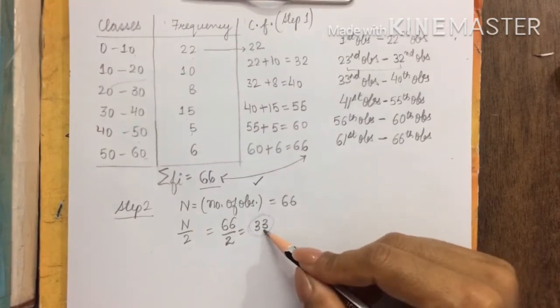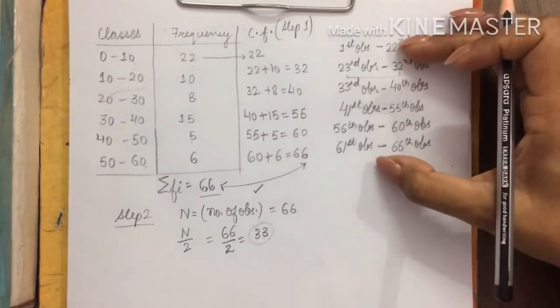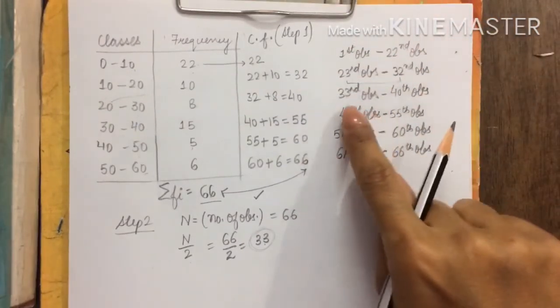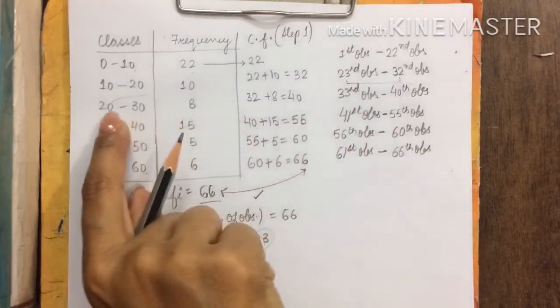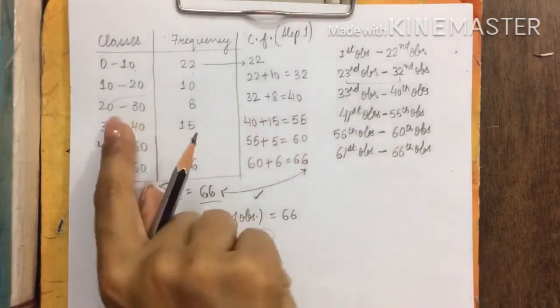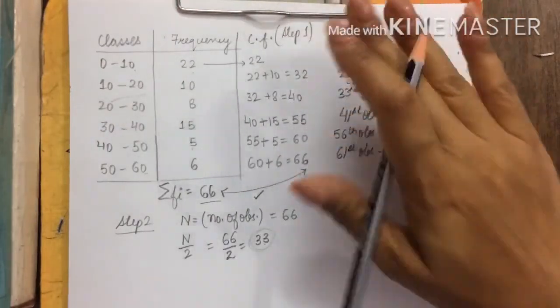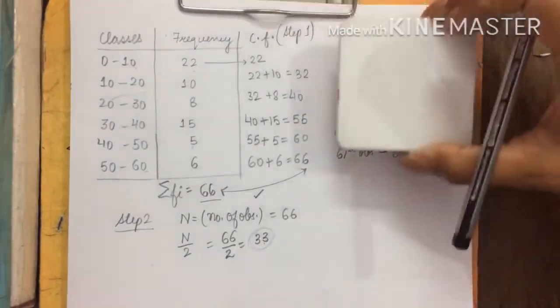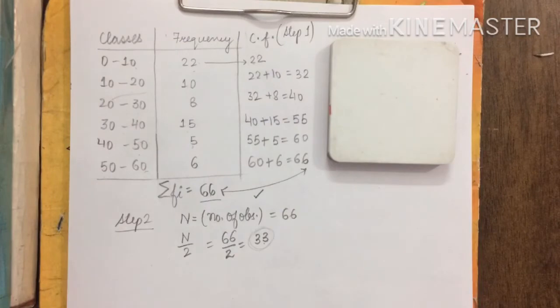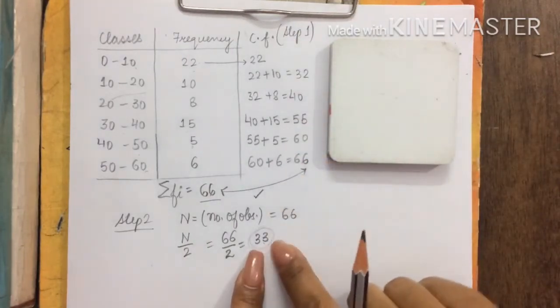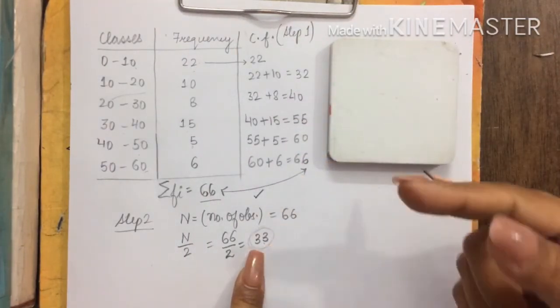So the 33rd observation would be in which class? Identify from here. I already have segregated. The 33rd observation belongs here in this class, 20 to 30. If I hadn't written this, then how would I know where is my 33rd observation? Then the easier way is to find out the cumulative frequency equal to 33 or more than 33.